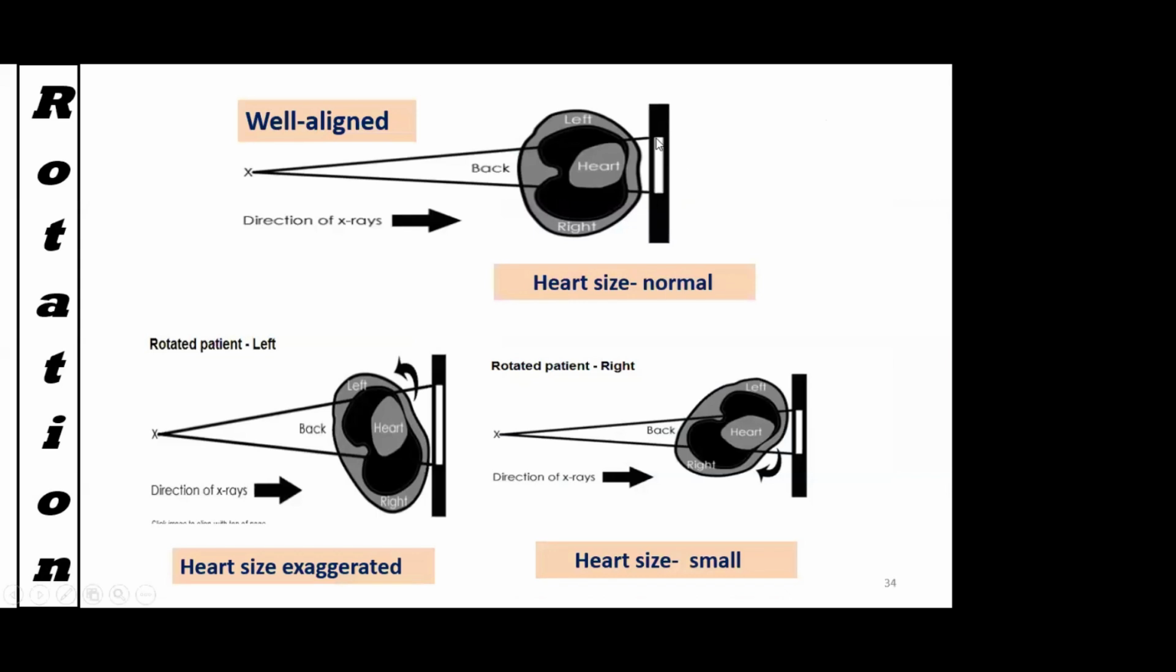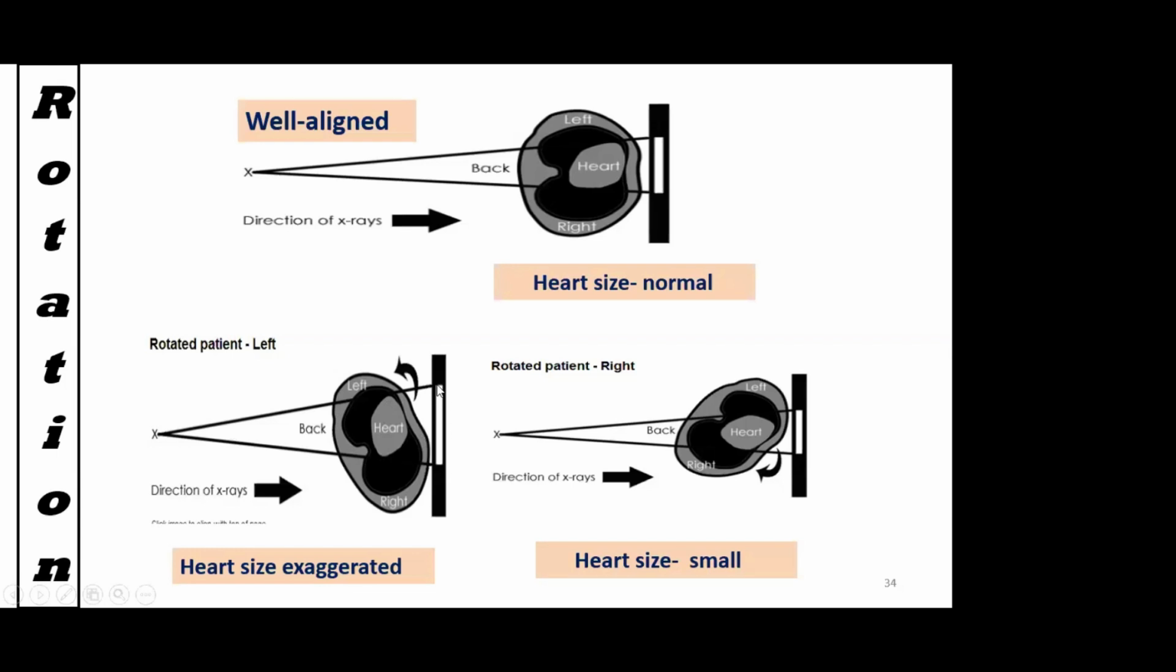Just concentrate on this white part. This is the area where the cardiac silhouette will be on an X-ray plate when exposed to the X-ray beam. If it is an AP X-ray, the heart is touching the spine, and if the rotation is well aligned, you can see this much area occupied by the heart on an X-ray film. But if you rotate the patient towards the left side, the heart moves toward the left, and since the heart is situated more on the left side, that part looks more prominent and covers more area on the X-ray plate.